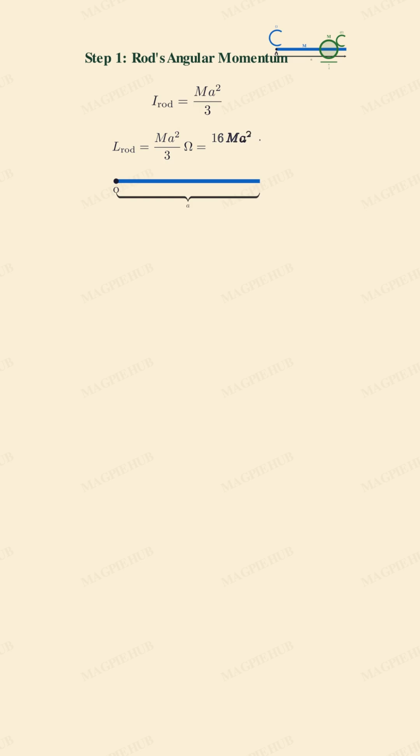Step 1. The rod's angular momentum about O. The moment of inertia of a uniform thin rod about one end is ma squared over 3. So the rod's angular momentum is ma squared omega over 3. Converting to 48s, this equals 16 ma squared omega over 48.